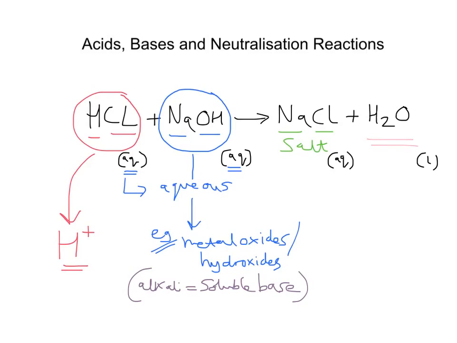Alkalis have a high pH, usually over 7 on the pH scale. Now let's think about soluble bases. So we said they're called alkalis, and what they do is they produce in solution OH minus ions. We call them hydroxide ions.